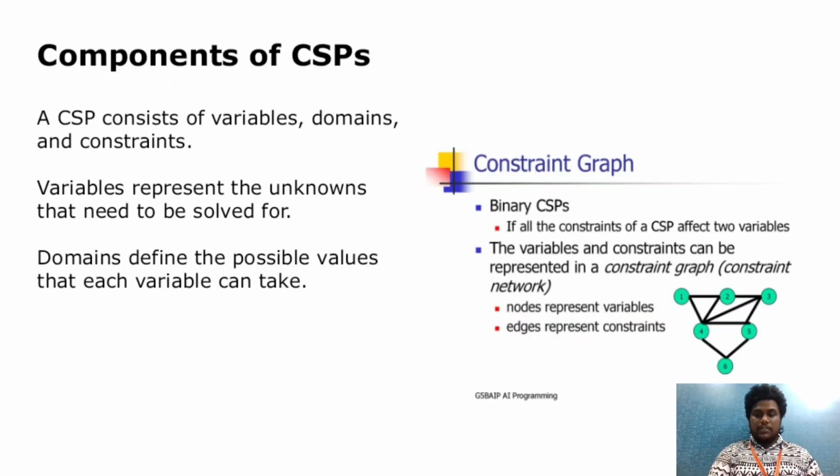Components of CSPs. A CSP consists of variables, domains and constraints. Variables represent the unknowns that need to be solved for. Domains define the possible values that each variable can take. Constraint graph, binary CSPs: if all the constraints of a CSP affect two variables, the variables and constraints can be represented in a constraint graph. Constraint network: nodes represent variables, edges represent constraints.